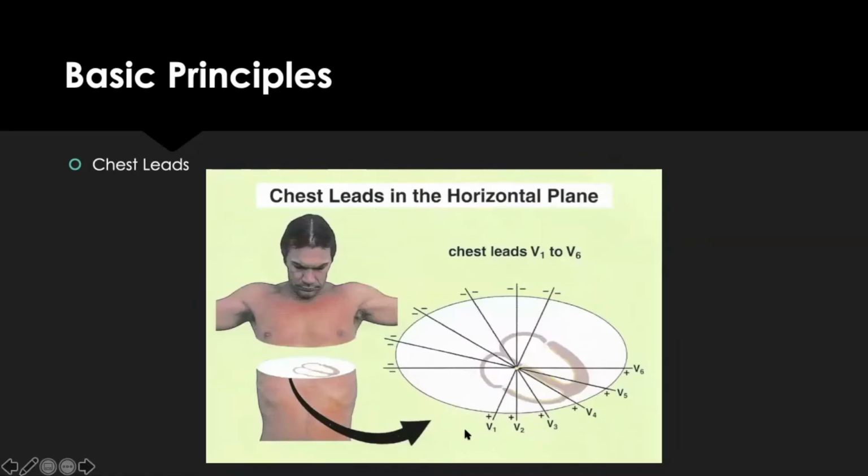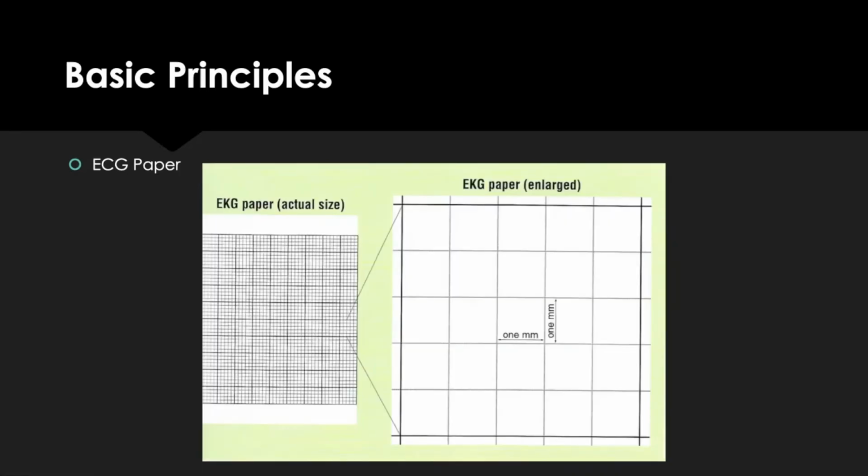This is a picture explaining the chest leads. So the chest leads are basically doing the same thing, but they're looking from different angles across horizontally from the heart. And it makes sense because of where they're placed. V1, V2, V3, V4, V5, V6, all across. Now I'm going to get into how to read the paper itself.